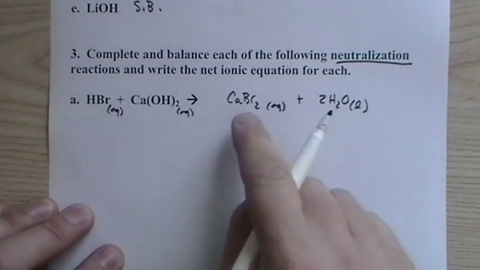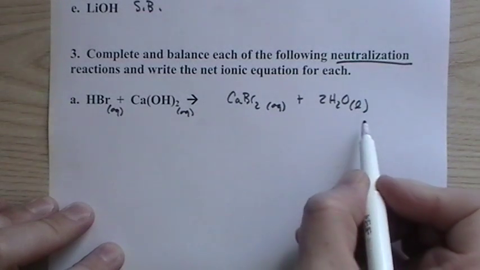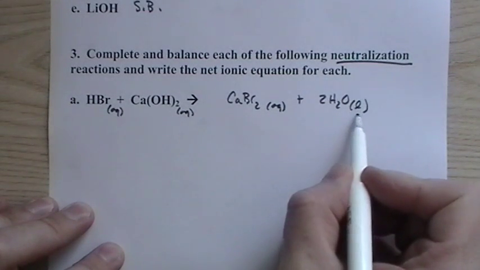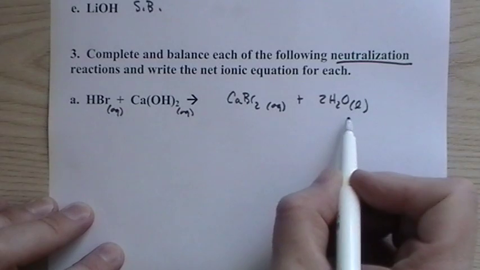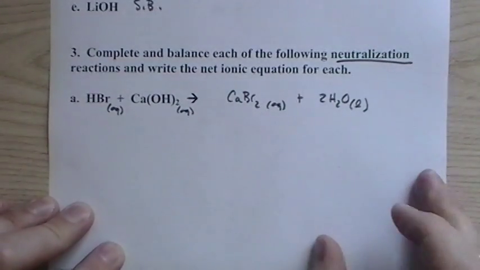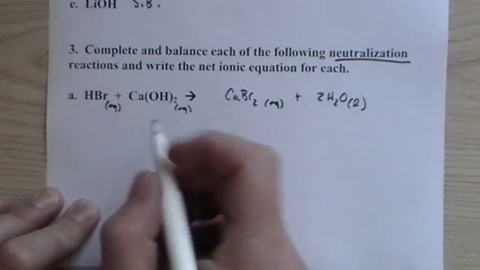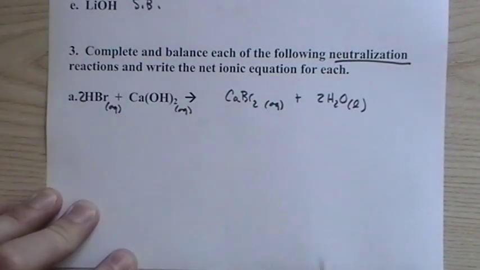So we get a salt that's made up of the ions from the acid and base, and then we get water in this case, which is liquid, so it doesn't break up into ions to any extent, and it remains intact when we start dividing up the molecular equation into the complete ionic equation. So I just want to make sure everything's balanced here. Oh, we need a 2 here.